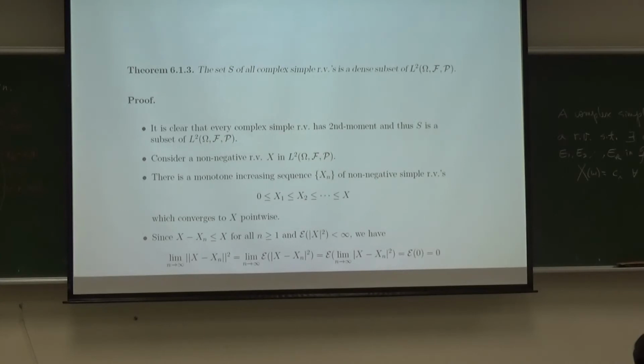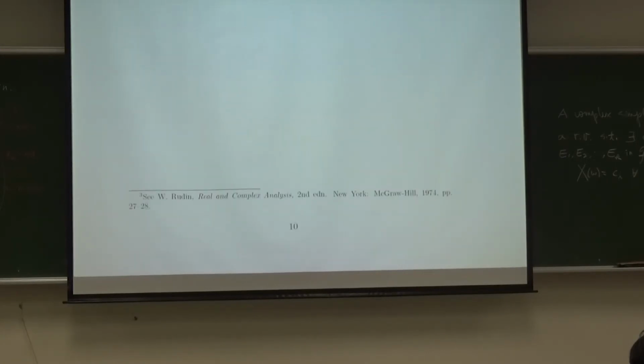Right. And the rest of the proof, I just omitted because I gave you a very detailed proof to show that the set of all complex simple random variables is dense. It shows that for any random variable X in L2, we can construct a sequence of complex simple random variables, and this sequence will converge to X in L2 norm. So I just omit the proof.